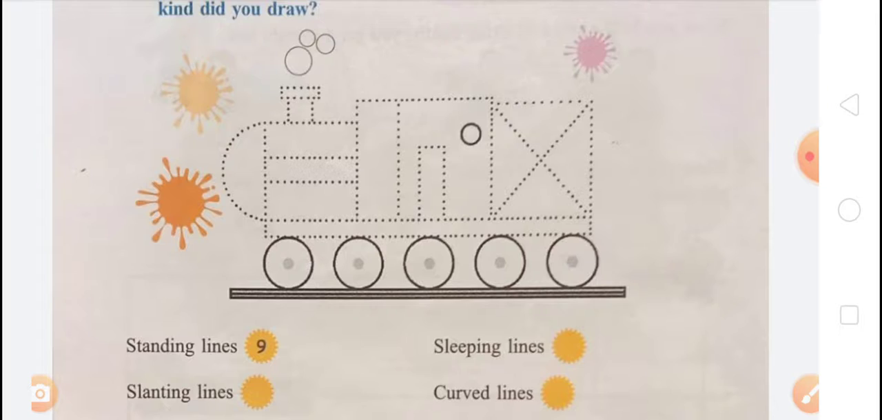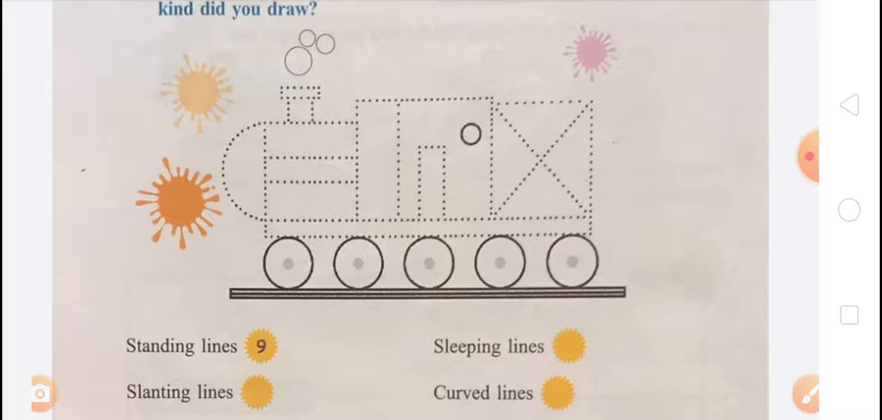In this picture you can see that there are many circles. Circles are made from curved lines. So there are 1, 2, 3, 4, 5, 6, 7, 8, 9 circles, and one semicircle. Nine circles and one semicircle, so there are 10 curved lines.